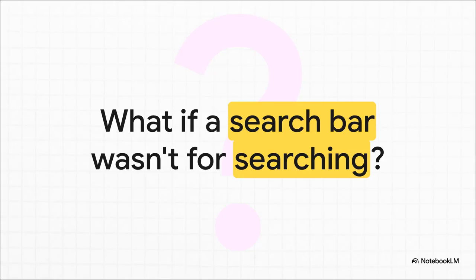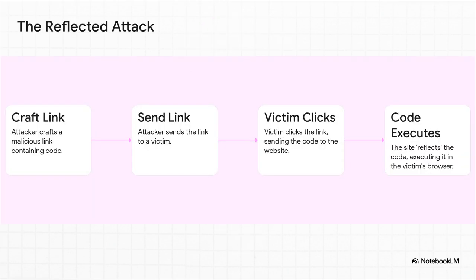The first type is called reflected XSS, and it often takes advantage of something we all use every day without a second thought, like a search bar. Okay, so here's how it works. An attacker creates a special link with their malicious script hidden inside. They send it to a victim. The victim clicks it, which sends that script over to the website. The website is then tricked into reflecting it right back where it runs inside the victim's own browser. The website basically becomes a mirror for the attack.